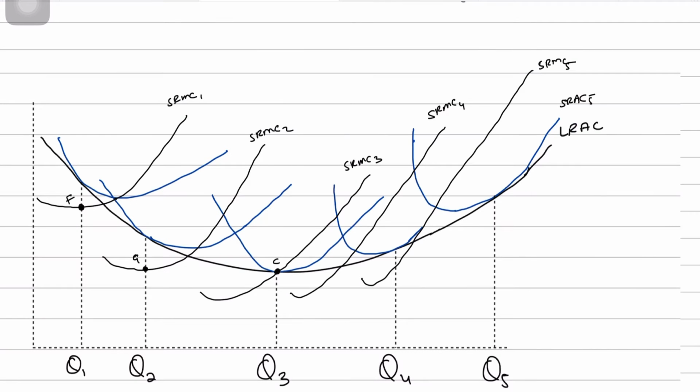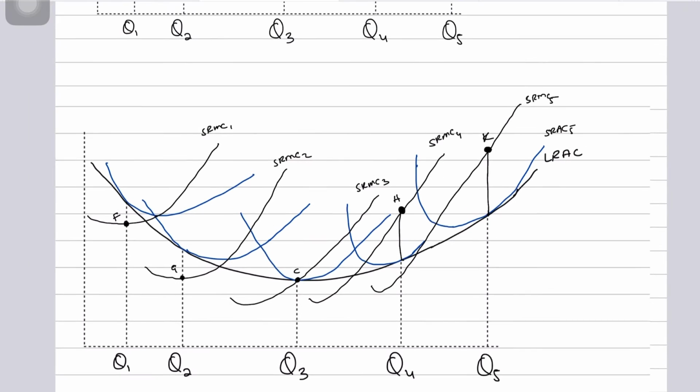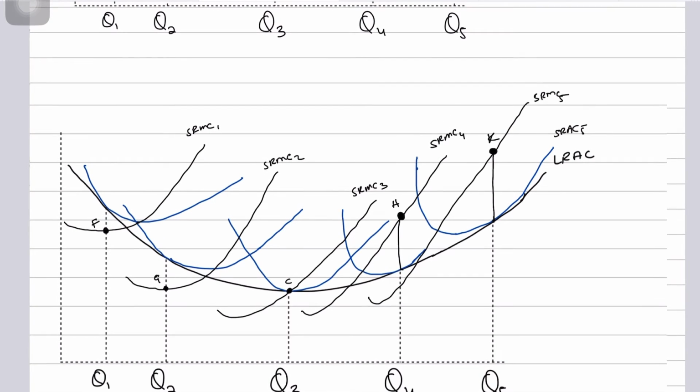Okay, so at a quantity of Q4, we will have another point on the long run marginal cost curve, which is this point, and I'm calling this point H, let's say, and I'll extend it till here, and I'm calling this, let's say, point K, right? Now I have 5 different points: F, G, C, H, and K.